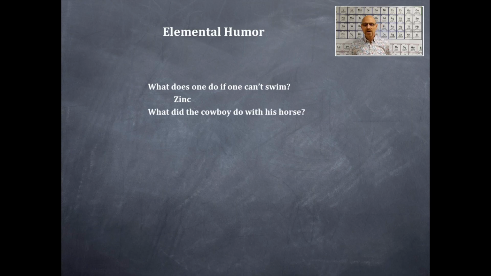Okay, here's some more. What did the cowboy do with his horse? What do you think? Again, of course, it's elemental humor. It's right here on the periodic table, and of course, he rode him. That's what the cowboy would do. And then one more here, I believe. What did the gambler do with his cards? Again, elemental humor. He palladiumed the cards.